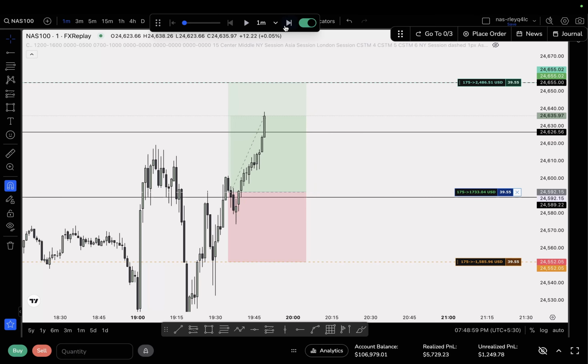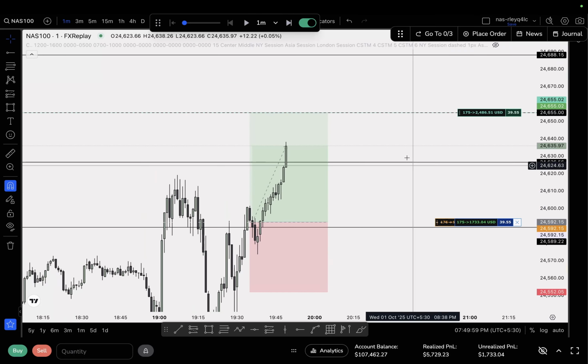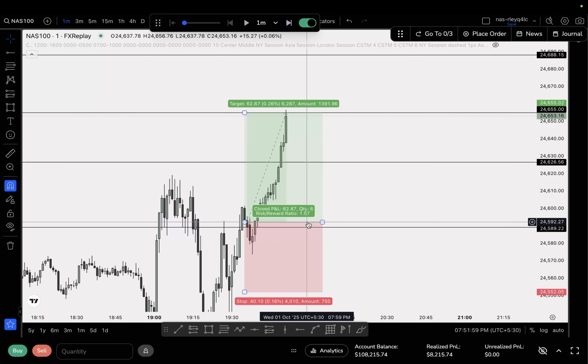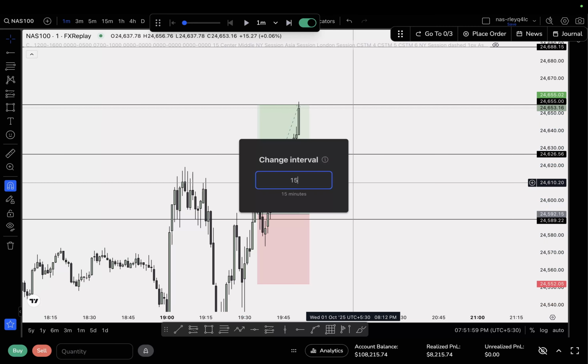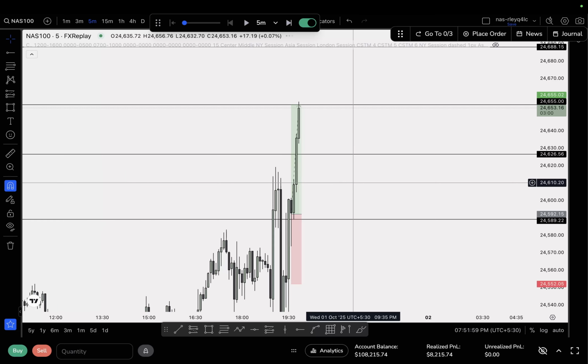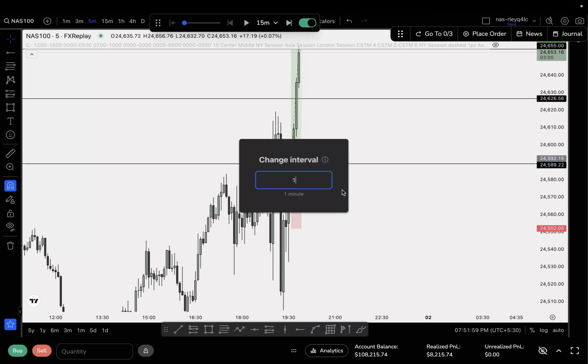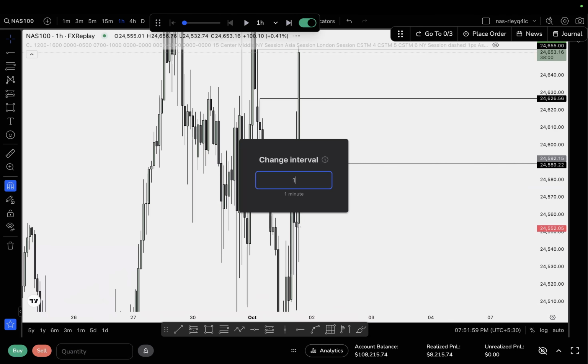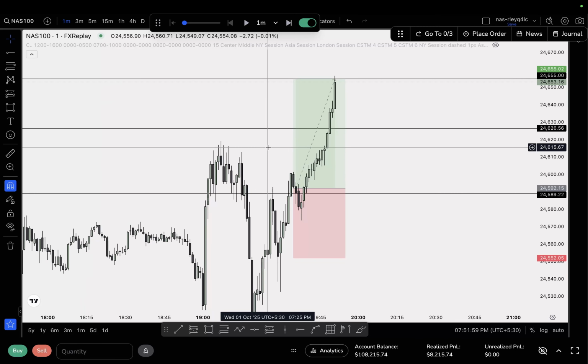Okay, that's very bad. Okay, now it's fine. Okay, nice. Nice trade though. This 5 minute gave like a good enough reaction to take longs. 5, 3. Yep. The last trade didn't work, but this worked.